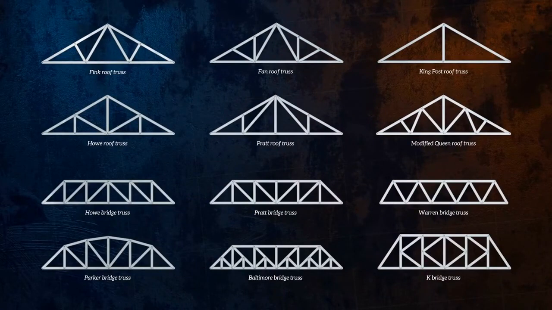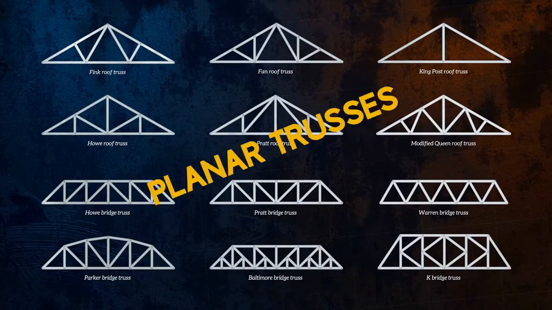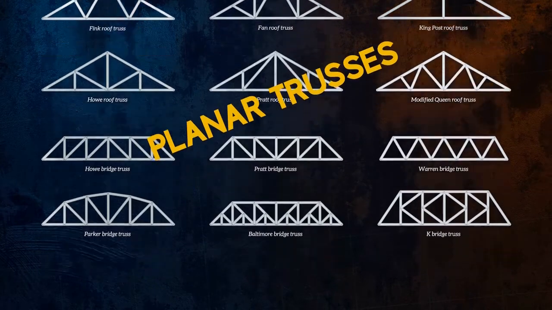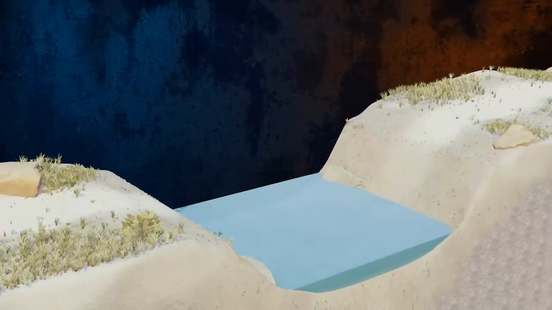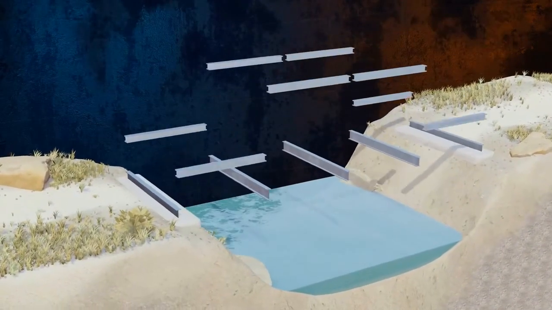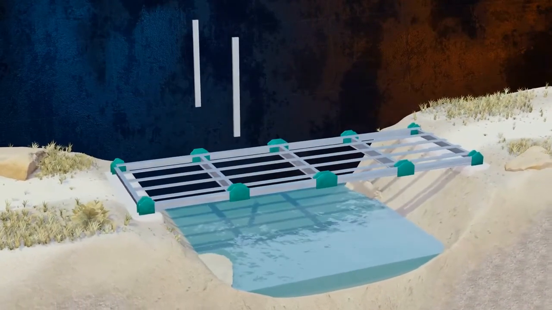The members of these trusses are all located in the same plane. These are called planar trusses, and we can analyze them as 2-dimensional structures. Even seemingly 3-dimensional structures can often be analyzed as planar trusses.